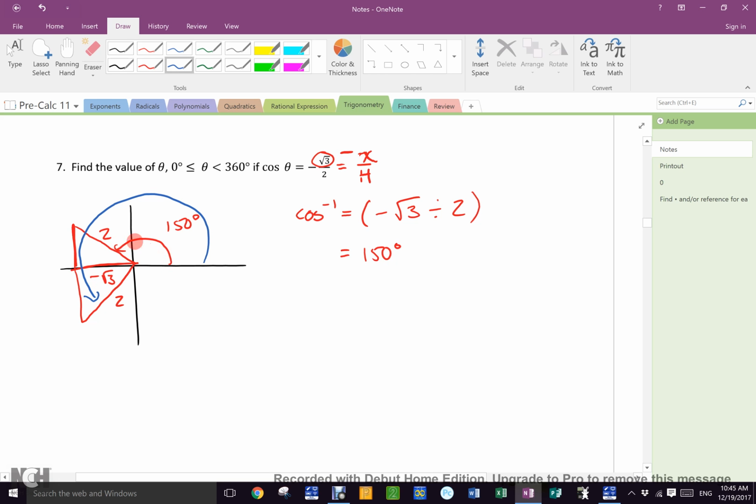So if this is 150, what does that make this? 30. So what does that make this? 30. So what does that make blue theta? 210 degrees. Is everybody cool with that? Most of the time, your calculator is going to return to you a reference angle. But sometimes it isn't. You need to know what the thing looks like so you know what you are getting. Understand?